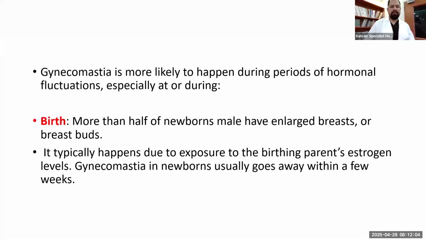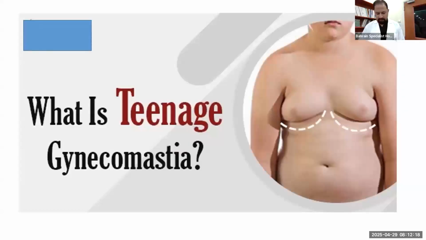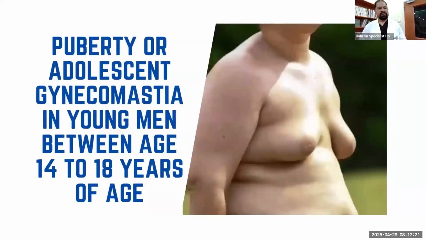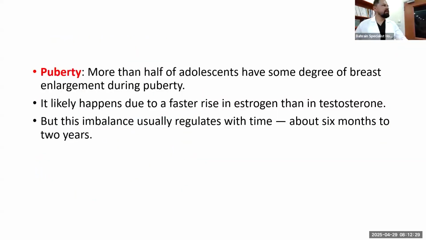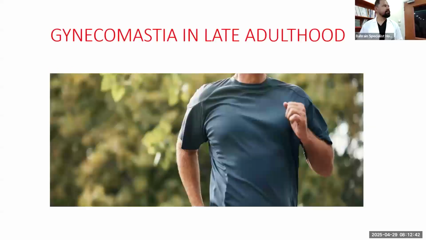So more than half of the newborn males have enlarged breasts or breast buds. It typically happens due to exposure to the birthing parent's estrogen levels. Gynecomastia in newborns usually goes away within a few weeks. In case of teenage gynecomastia, this is seen typically between 14 to 18 years of age due to hormonal fluctuation. More than half of the adolescents have some degree of breast enlargement during puberty. It happens due to a faster rise in estrogen than in testosterone, but this imbalance usually regulates with time, about 6 months to 2 years.